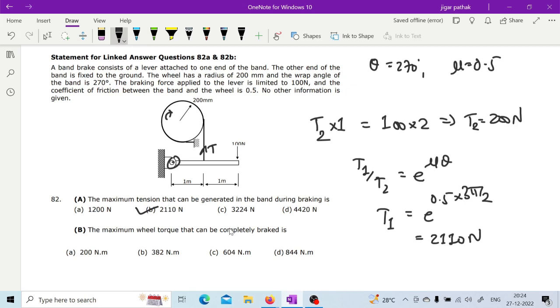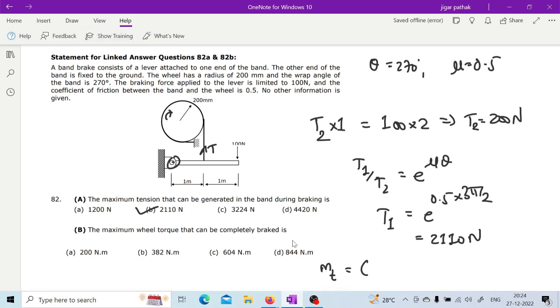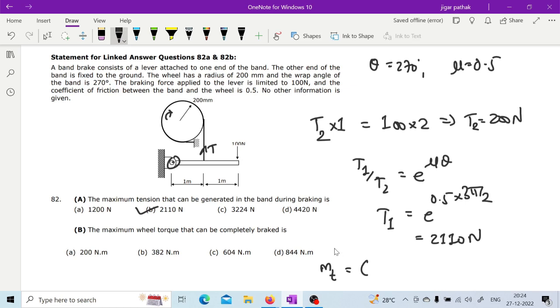Yes sir. So once you have this, then the braking torque, just now we have discussed how you are calculating the braking torque in case of this band brake. It is T1 minus T2 into R. If you put all the values, R is given as 0.2, it will come around 382 Newton meter.